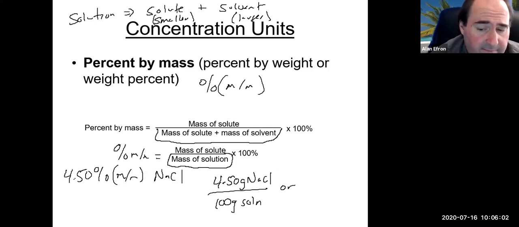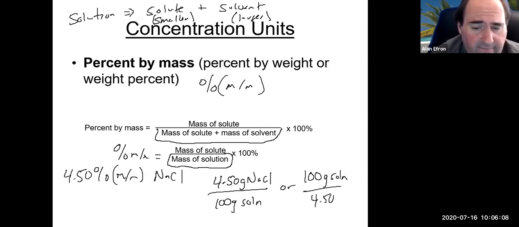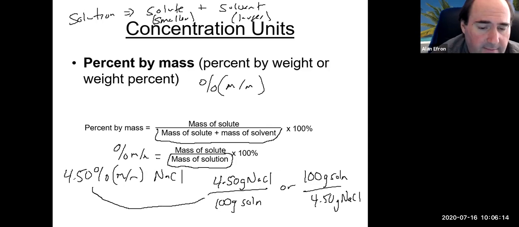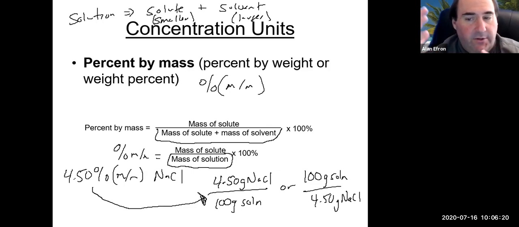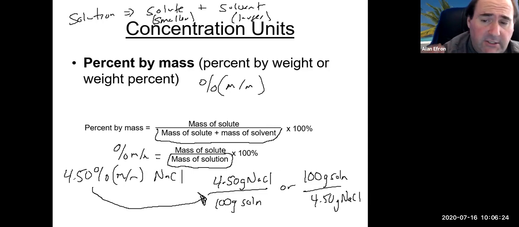You could also flip it the other way around and go in 100 grams of solution, there should be 4.5 grams of sodium chloride. So sometimes it's easier to do these problems as a conversion factor type problem and convert that percentage into a usable conversion factor. You could also just plug and chug into the equation and solve for everything as well.